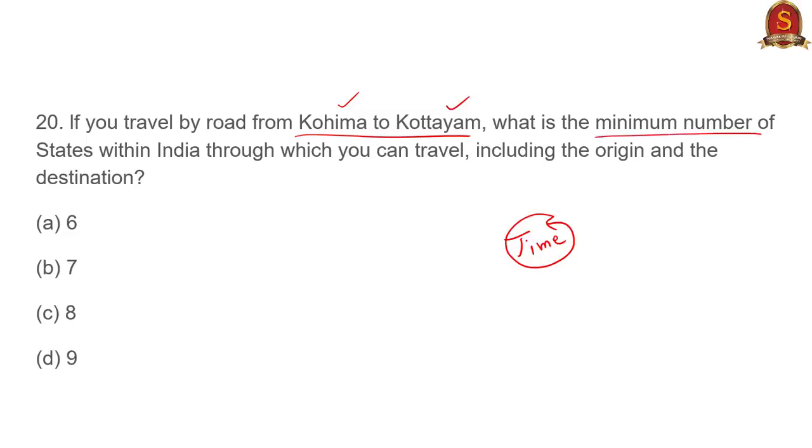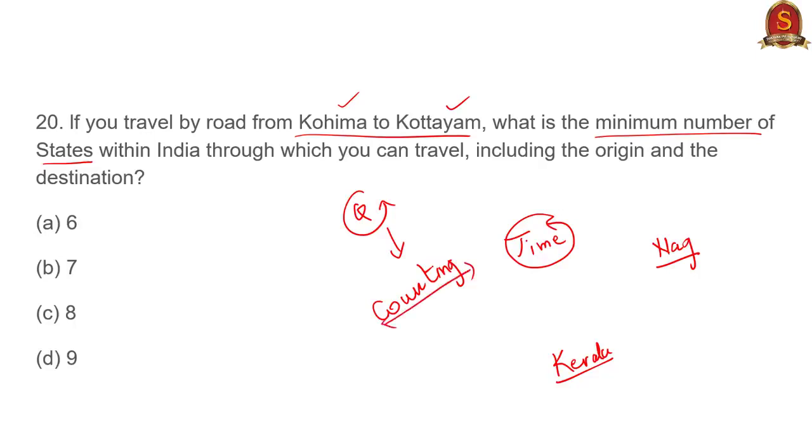The question is about what is the minimum number of states within India through which you can travel, including the origin and destination. So you know where Nagaland is, you know where Kerala is. So you will be able to find a route through which you can get to the other state. Remember this, any question where you are applying this principle of counting how things work.